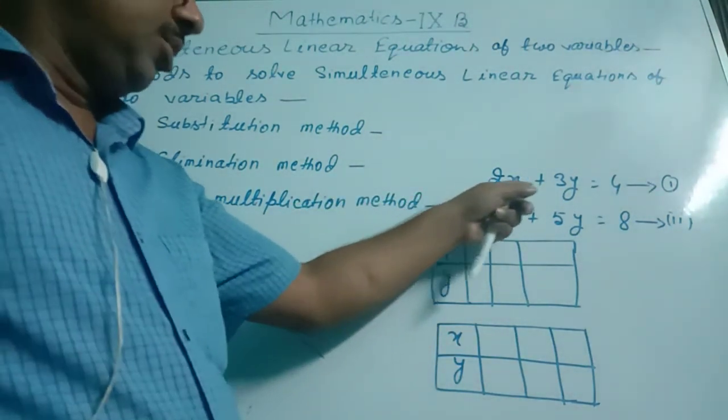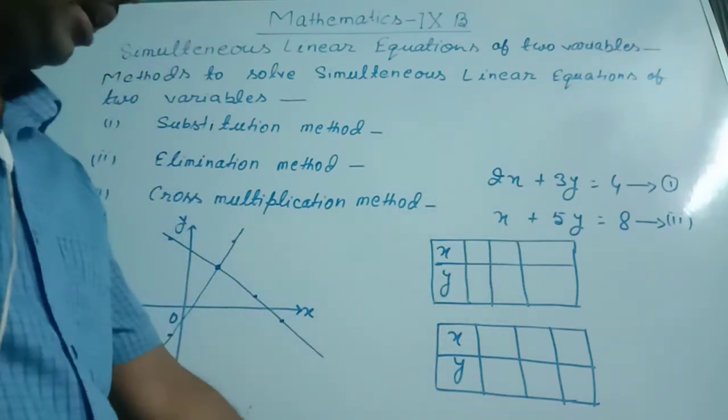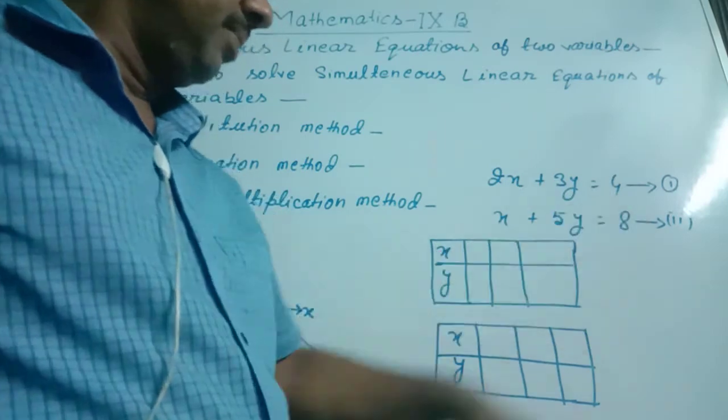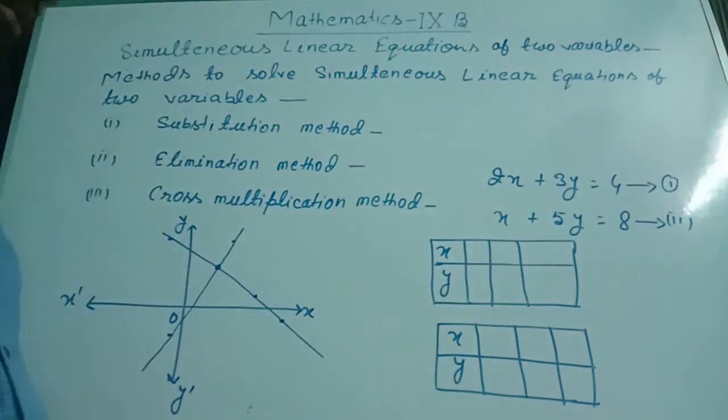In this there are two variables, x and y, and here also x and y. Obviously, this is equal to a constant term. There are two variables and the index is 1. So these are examples of simultaneous linear equations.